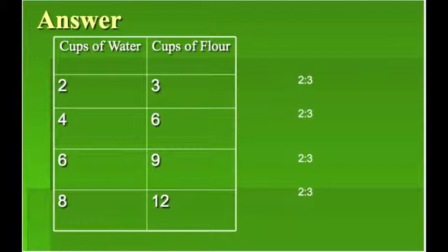What would be the next possibility if you're using only whole numbers and you don't want to skip over any options? The next option would be for every 4 cups of water, there are 6 cups of flour. The next, for every 6 cups of water, there will be 9 cups of flour. And for every 8 cups of water, there are going to be 12 cups of flour. Each one of these ratios is equivalent to the starting 2 to 3.